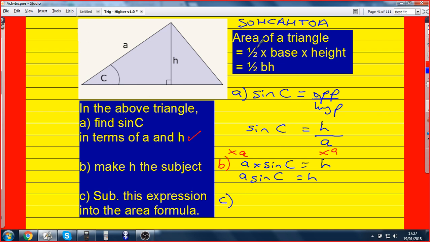Okay, and then part C. So we have a half times base times height. That's the area. We know that the height is A sine C, A times sine C. So in your area formula, replace H with A sine C, and what do you get?